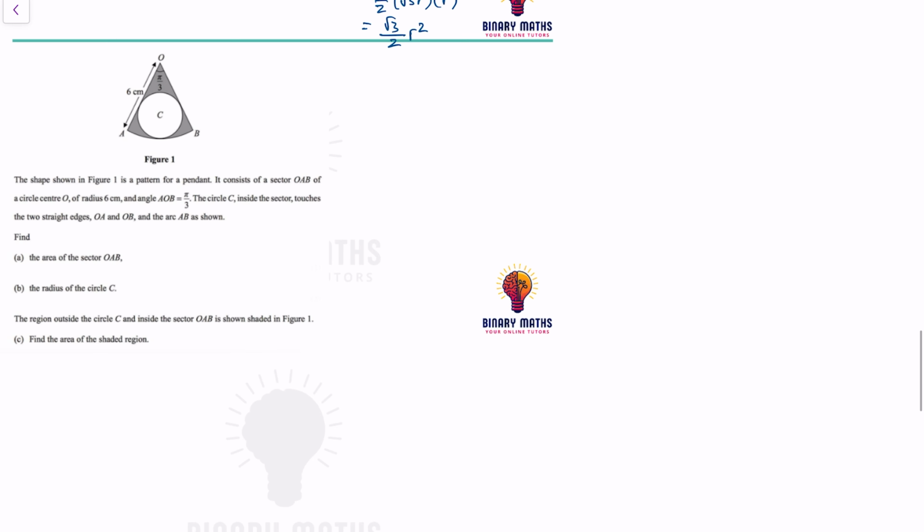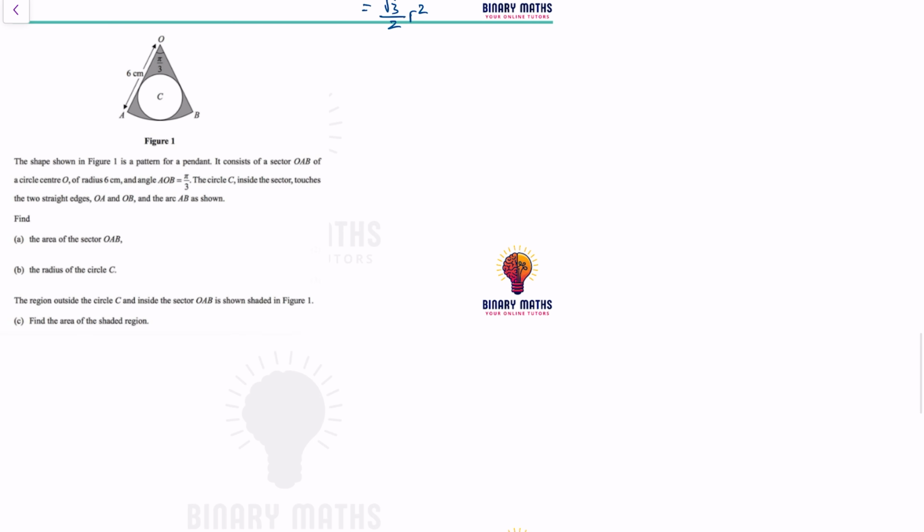Okay, the last question now. The shape shown in figure 1 is a pattern for a pendant. It consists of a sector OAB of a circle center O of radius 6 and angle AOB is equal to pi over 3. They've been labelled already. The circle C inside the sector touches the two straight edges OA and OB and the arc AB as shown. Find the area of sector OAB.